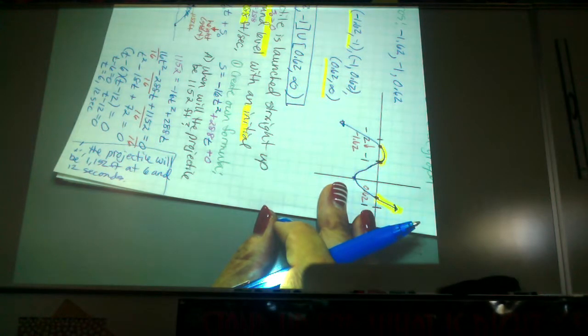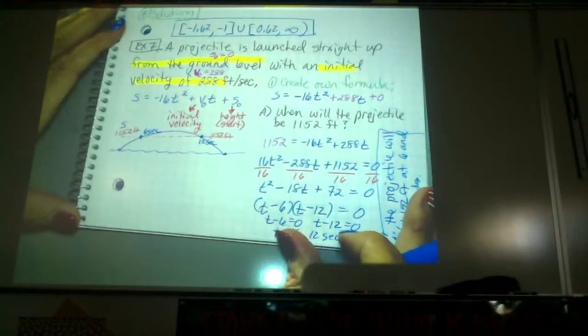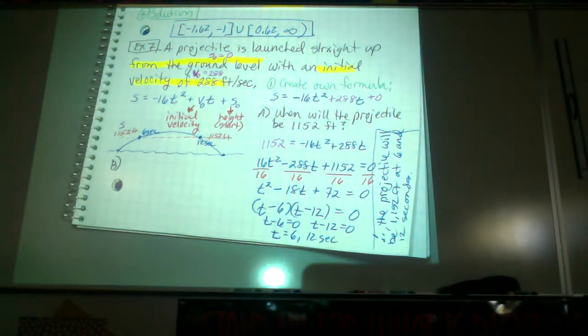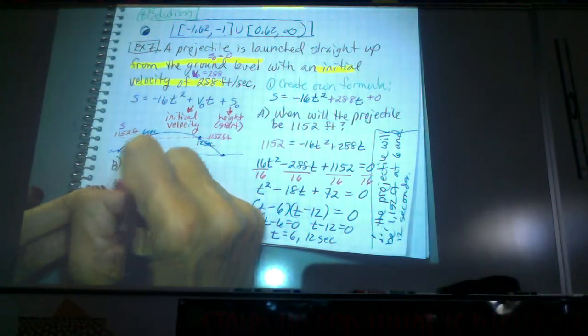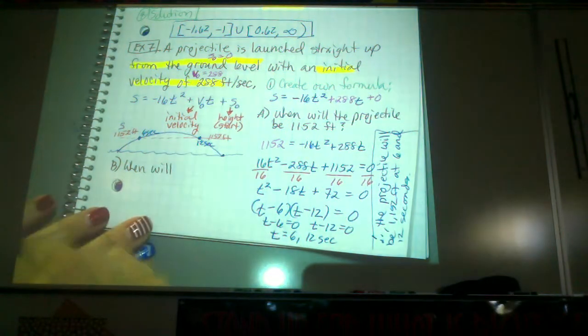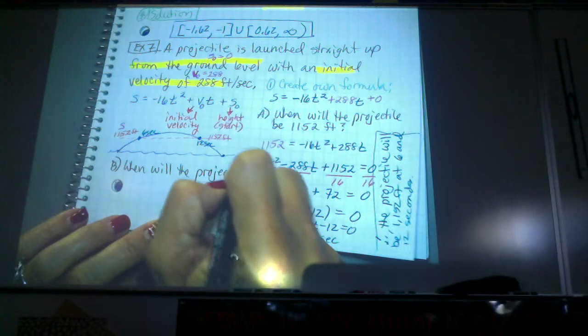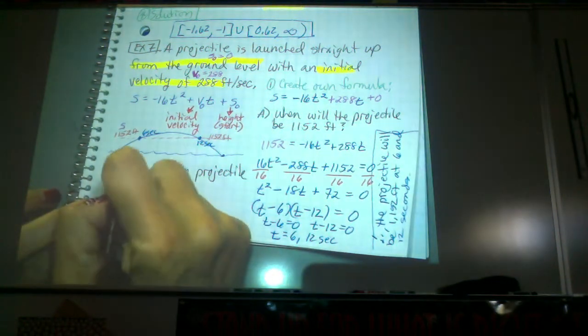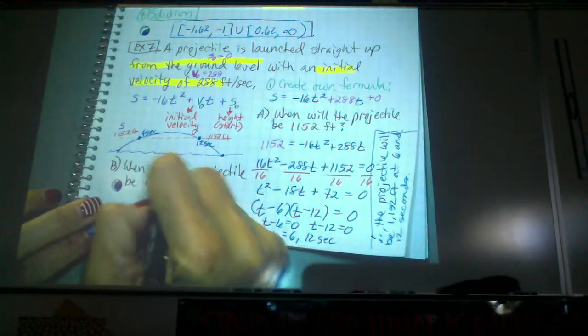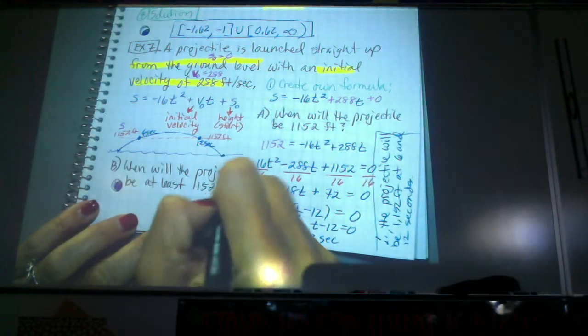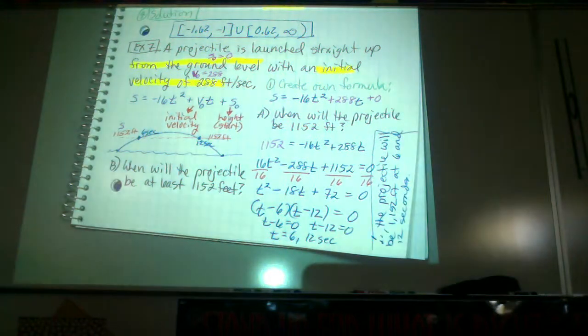Anytime you do a word problem, you should be drawing that picture because the picture is worth 1,000 words. And the second part comes into play with the picture. So, part B. Part B is asking, when will the projectile be at least 1,152 feet? It's a different question than the first question.